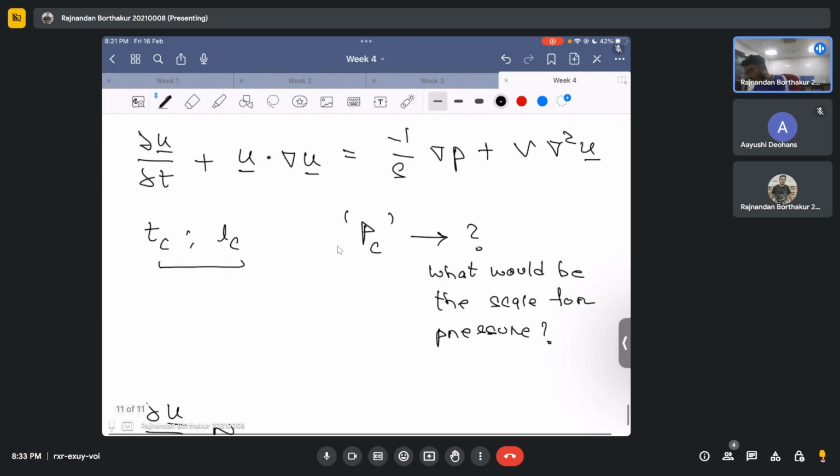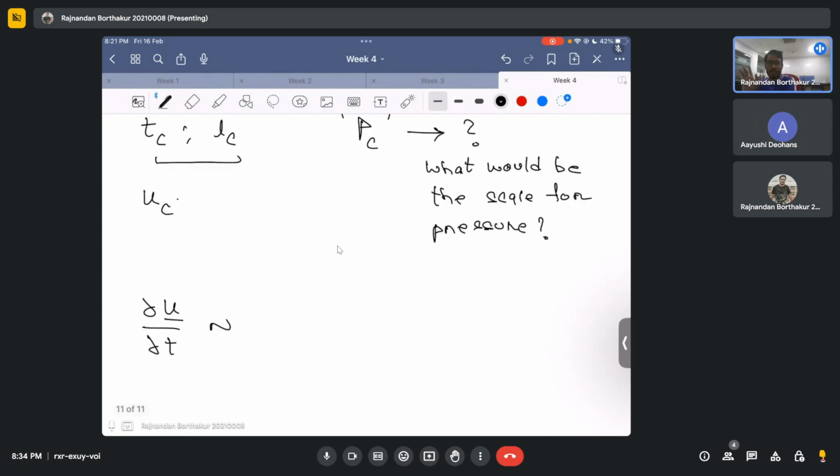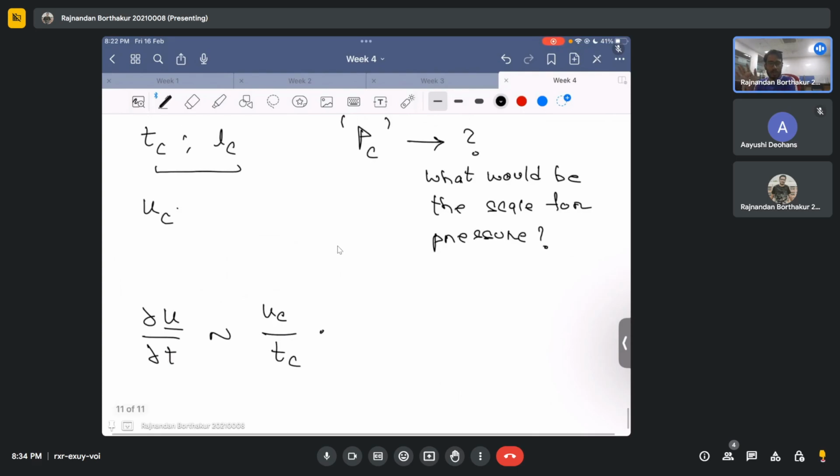Of course, I tell you that my velocity scales as UC. Let's not write it in L square and T, let's just write it as UC by TC. I hope you can understand this. Of course, you can choose UC as LC by TC or something like that, but let's now keep it as UC. We will not bother about what UC is. You can choose UC depending on the physics of the problem.